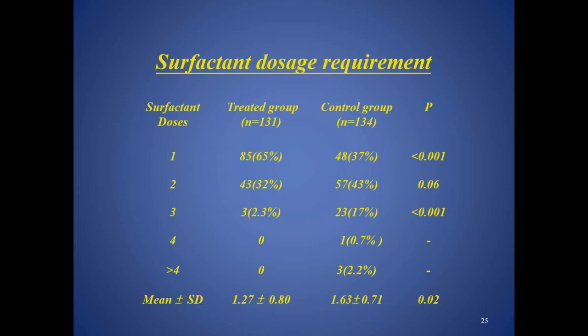And you look at the doses of requirement during the study. In the treatment group, the average is about 1.27. In the control group, 1.68. This is significant. You look separate into 1 dose, 2 doses, 3 doses, 4 doses, more than 4 doses of surfactant. In the treatment group, the majority of them require only 1 or 2 doses. But in the control group, some of them even require 4 doses or even more than 4 doses.